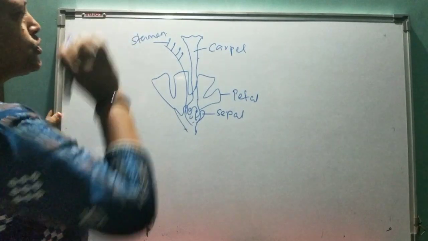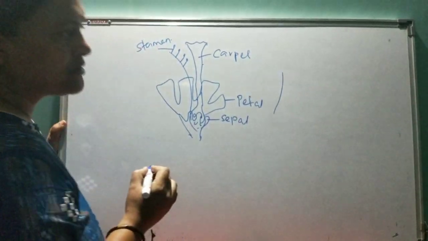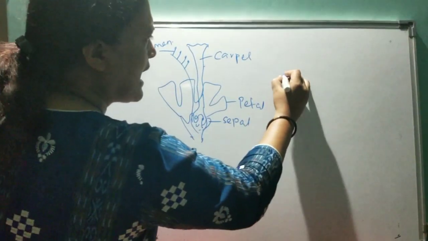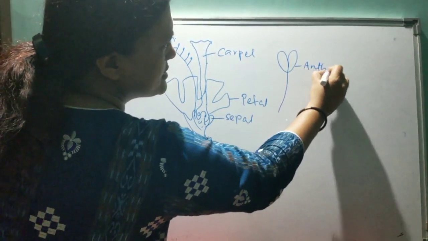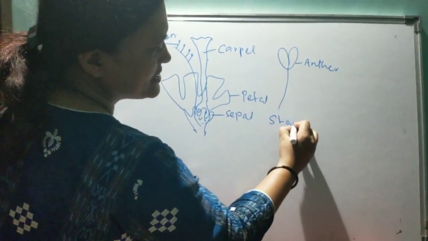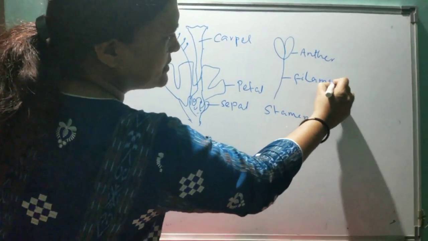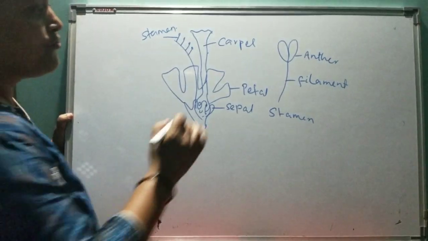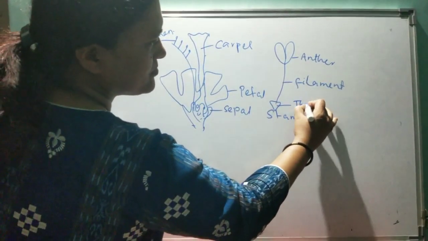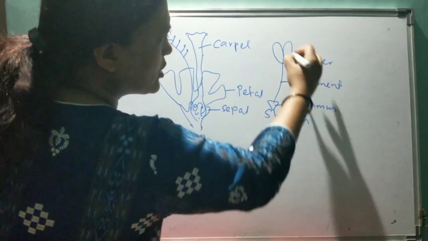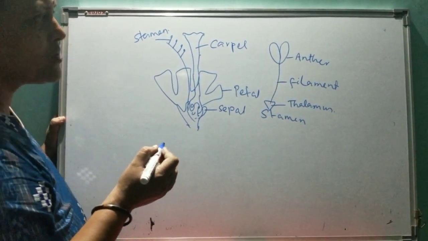Now go to the stamen. In each stamen there is a long thread-like structure called the filament, having a bilobed anther. This is the anther, and this is the structure of a stamen. This thread-like structure is called the filament. The filament is attached to the thalamus, and on the other side it is attached to the anther lobe.